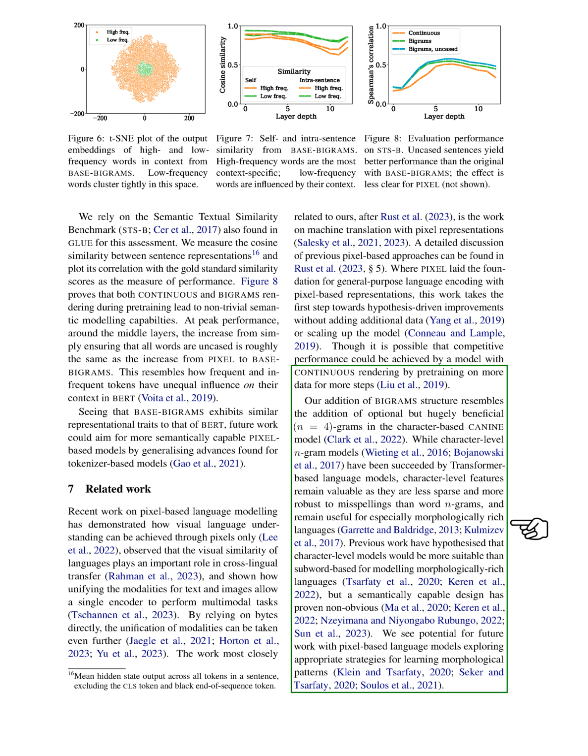Previous studies have suggested that character-level models might be better suited for languages with complex morphology than subword-based models. However, designing a semantically capable model has proven challenging. We believe there's potential for future research on pixel-based language models to explore effective strategies for learning morphological patterns.